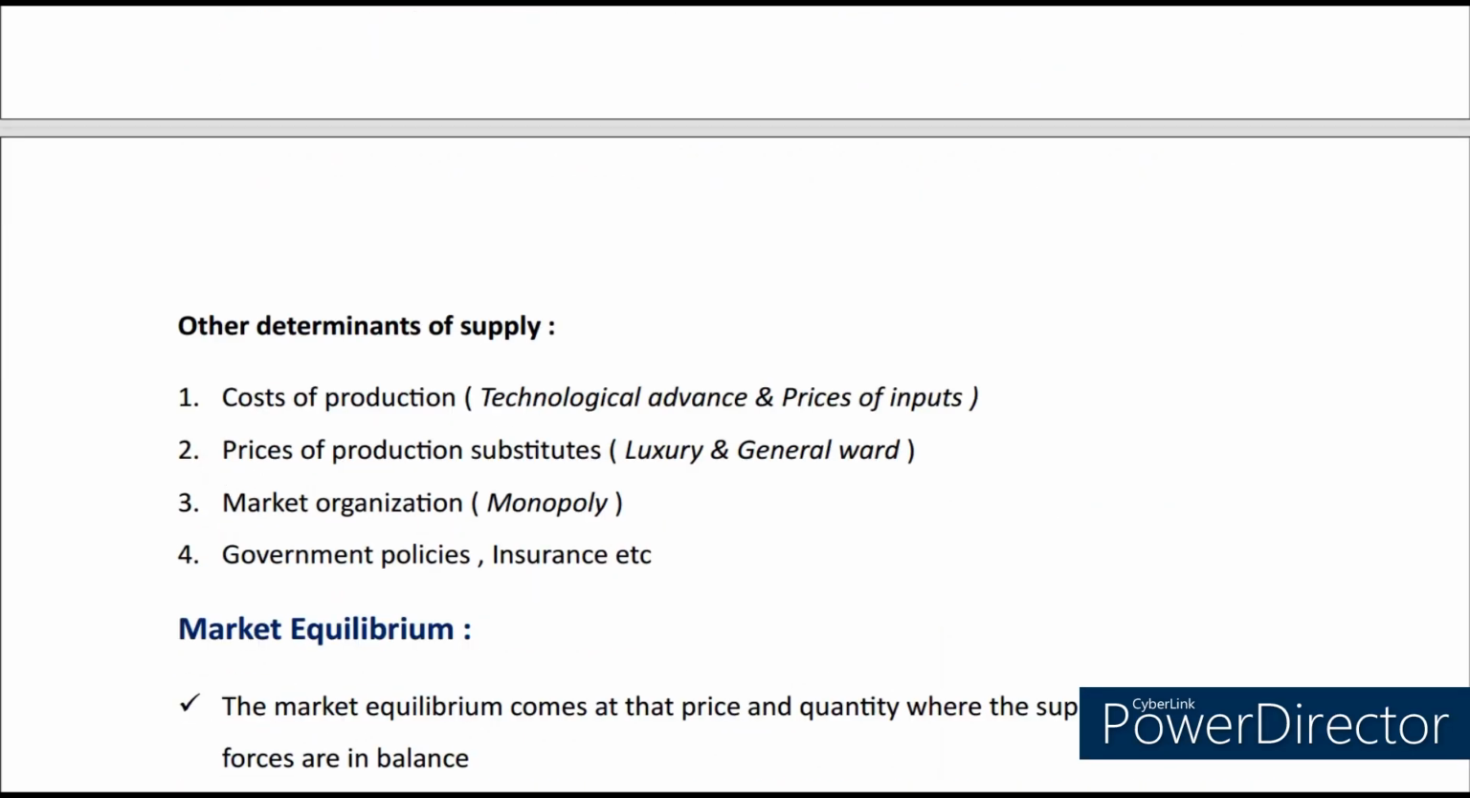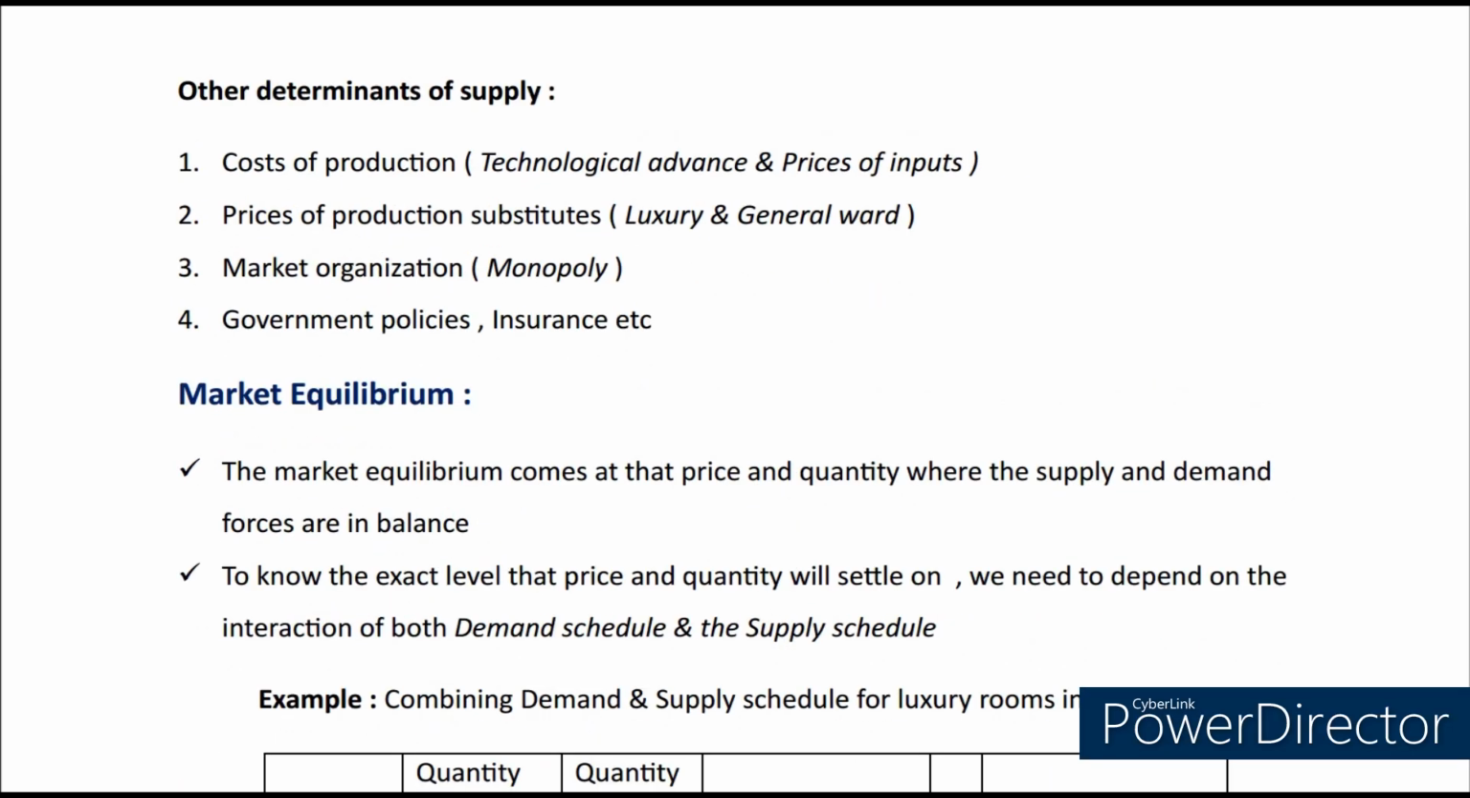Now coming to other determinants of supply, first is the cost of production. If the cost of production is increasing, then the supply will decrease. So there are two factors. One is technological advancement. That means if there is advanced technology that can decrease the cost of production, eventually the supply will increase. And similarly, the prices of inputs, for example, if the price of air conditioners in the hospital room is increasing, then the supply will decrease.